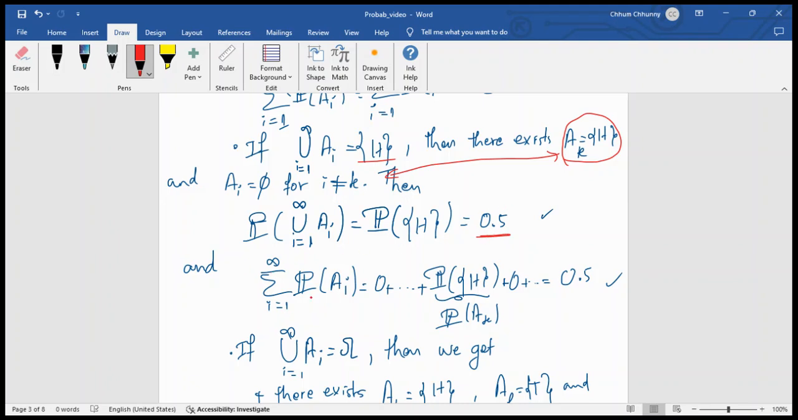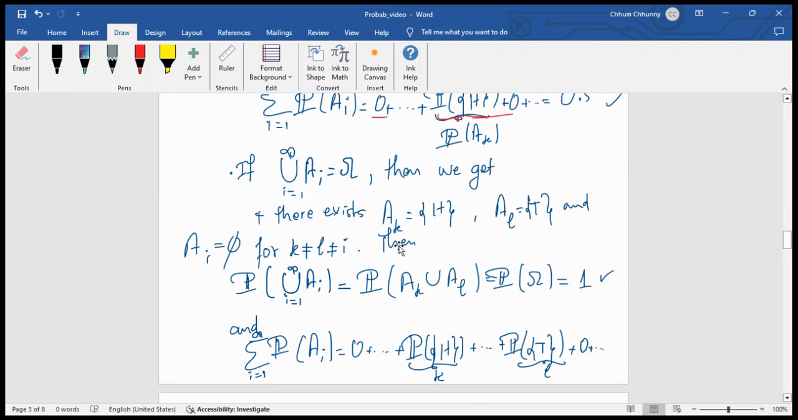And the right hand side, the summation from I equals 1 to infinity of P of AI, is also equal to 0 plus dot dot dot plus P of the set of H plus 0 plus dot dot dot, which equals 0.5. And this is in the K position, because there exists AK equal to the set of H and the rest are the empty set. That's why we get this. And for the case that the union equals the set of T, it's similar to this case.